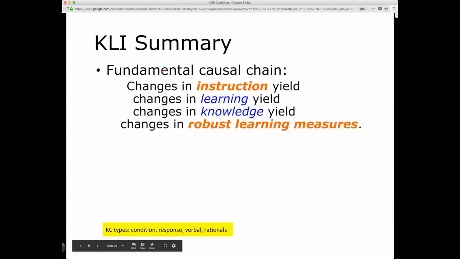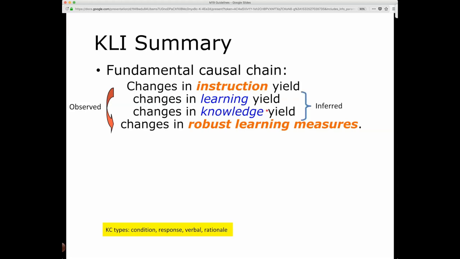So, summary, we have this fundamental causal chain that changes in instruction lead to changes in learning, which lead to changes in knowledge, which yield changes in robust learning assessment measures, robust meaning long-term learning measures. We can observe what we do to instruction, the red things, and we can observe what happens in our assessments, but we can't directly see the learning that's happening inside the brain or the changes that are being made as a consequence of that learning, right? We have to make inferences about that. And that's where cognitive task analysis and experimentation is so important.